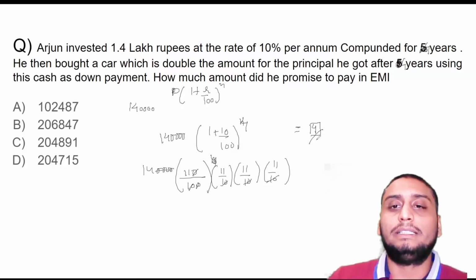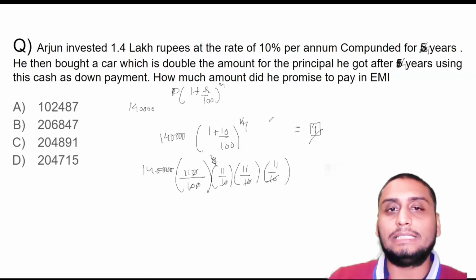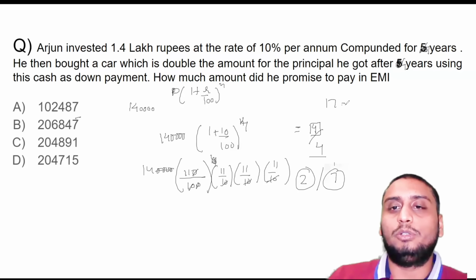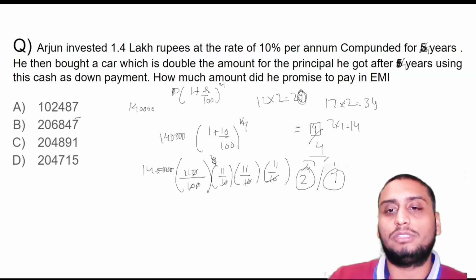Now 4 is there. Then I know that the amount he has bought is double, so half of it... when you halve 4, there are only two scenarios. Either you get 2 in the unit digit or you get 7 in the unit digit. So you can see 17 times 2 is 34, or 7 times 2 is 14, and 12 times 2 is 24. So when you halve 4, it will either give you 2 or 7.